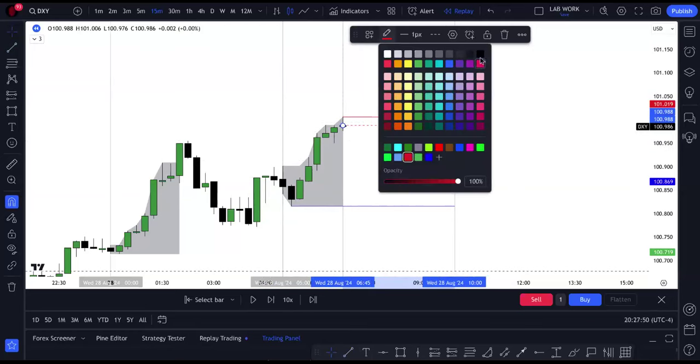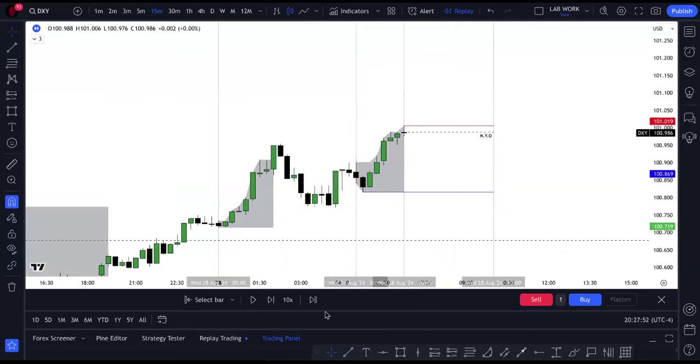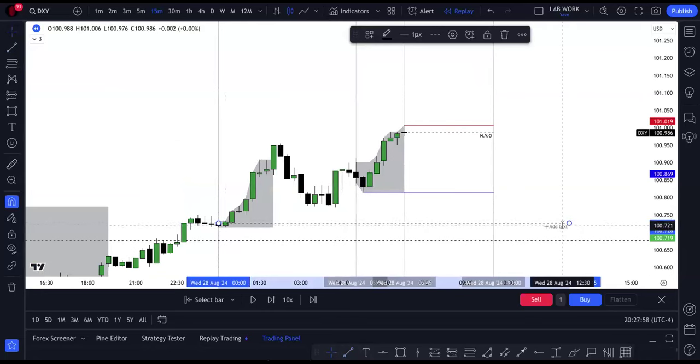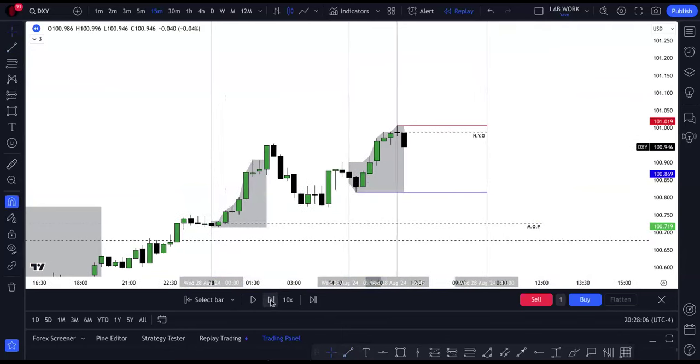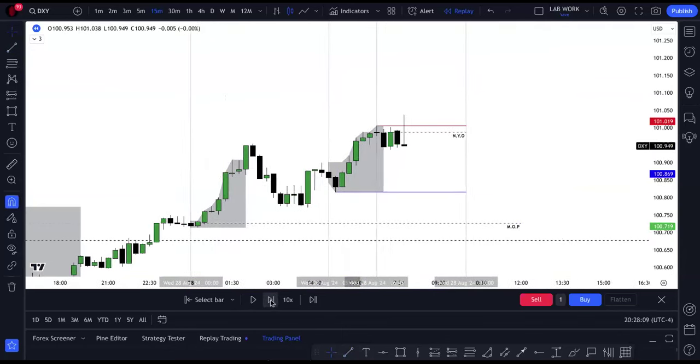Make it black. Find the opening price for that day. There you go, that's midnight opening price. We'll put it over here. MOP, midnight opening price. MOP, SOP, and NYO. Let's play it forward.